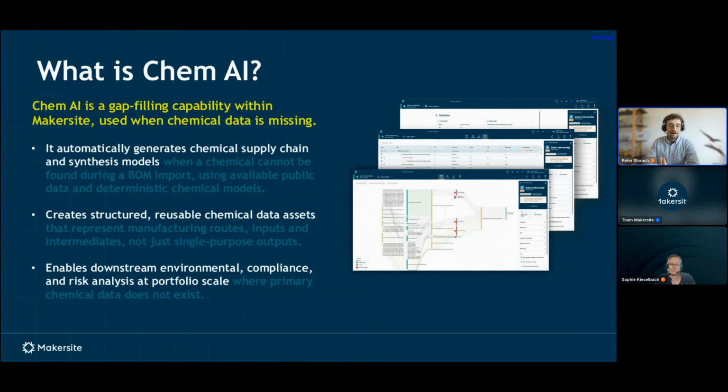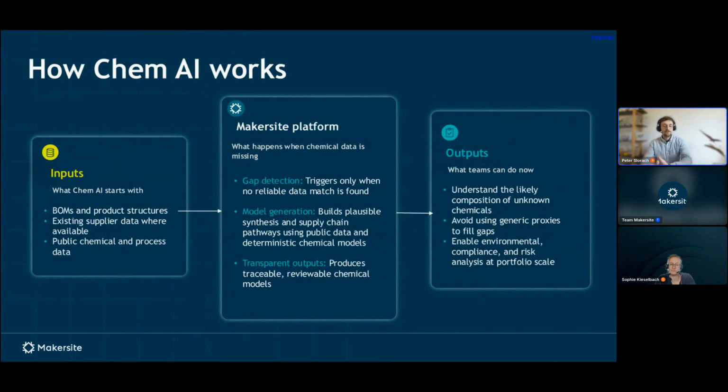So we'll now look a little bit at how this actually works. In order to use ChemAI within the Makersite platform, you can use your data in exactly the same way as you would do anyway. So you upload a bill of materials and material master, a bill of processes with your product information in. And the Makersite platform already holds premium data sets such as ecoinvent and Carbon Minds, and where made available, specific supplier data. And the priority is to map to supplier data or to premium existing data sets. However, where these gaps exist, which we know are numerous, ChemAI detects this gap and is triggered to generate a synthesis model for this chemical.